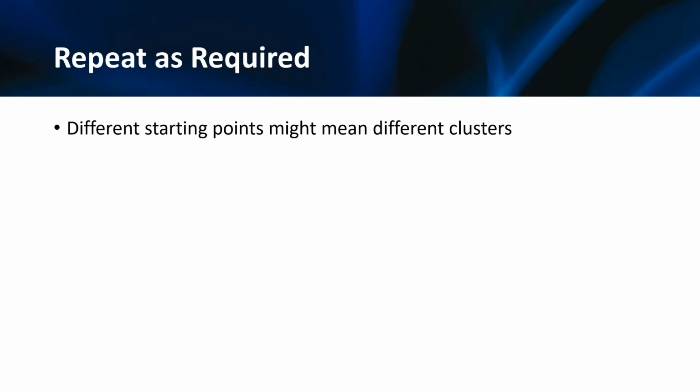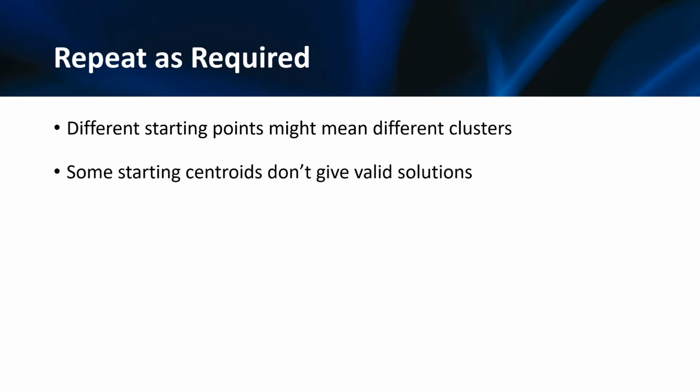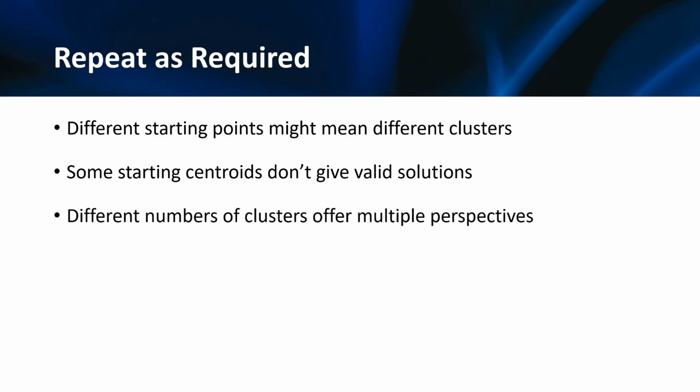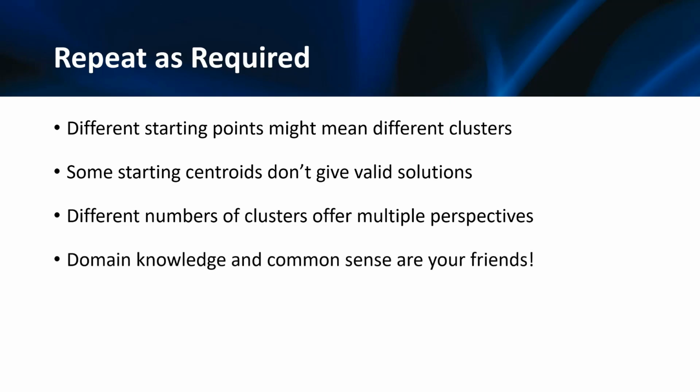And your repeat is required. The nature of this technique is that different starting points might mean that you get different clusters. And also, some starting centroids don't give valid solutions, so it's important that you observe the results and run multiple times. You'll also find that different numbers of clusters will offer multiple perspectives on the data you are looking at. And of course, your domain knowledge and common sense are your friends. You need to be able to let go of your assumptions, but knowing something about your data and how the measures that you have created describe it will go a long way toward helping you perform meaningful analysis.